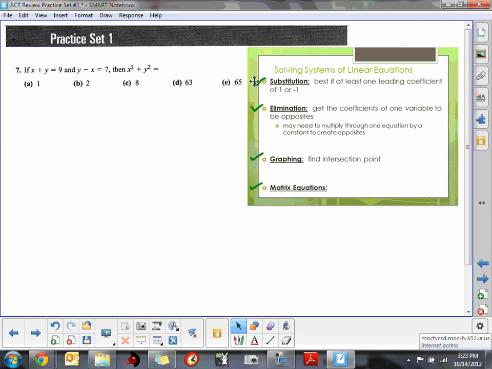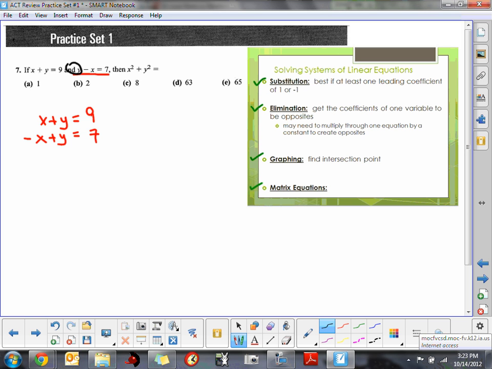When you look at this system that they have set up for us, it's x plus y equals 9. And then I'm going to rearrange the other one. I always want to have the variables in the same order, so it's negative x plus y equals 7. Don't forget that when you start moving things around, it's always the sign in front of the number that tells you what it is. It's a positive y. It's a negative x.